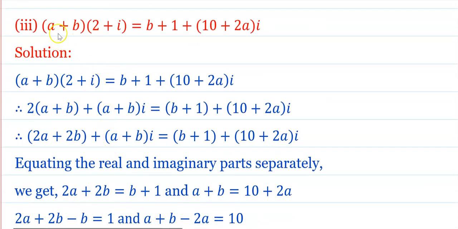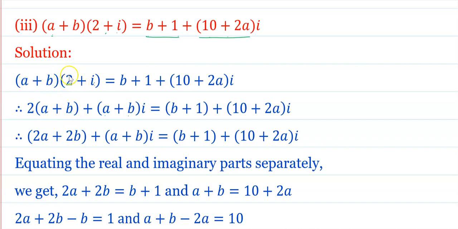Next example: in bracket A plus B into next bracket 2 plus I is equal to B plus 1 plus, in next bracket, 10 plus 2A, bracket complete, into I. Again here, first we have to do the multiplication. The real part is here, the imaginary part is here. Then on this left hand side we have to evaluate, simplify. Here 2 into this whole bracket, and I into this whole bracket, that is A plus B into I.